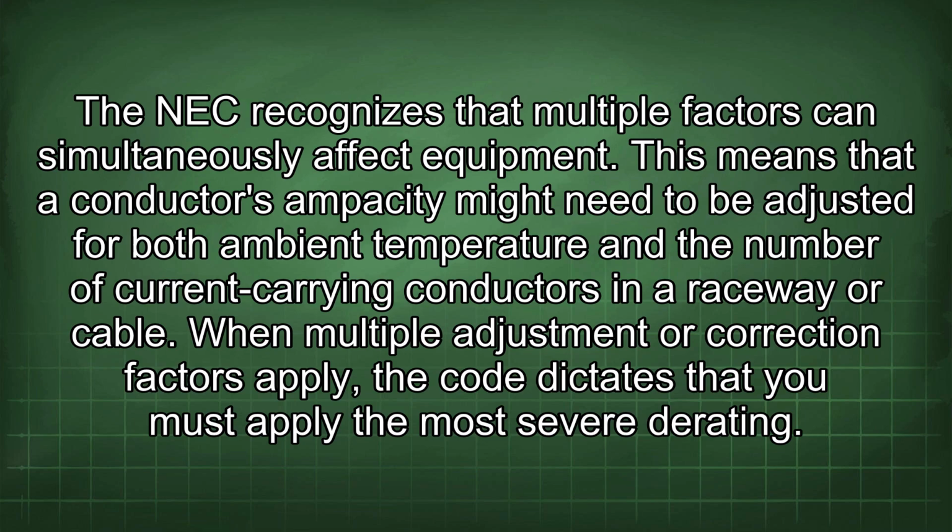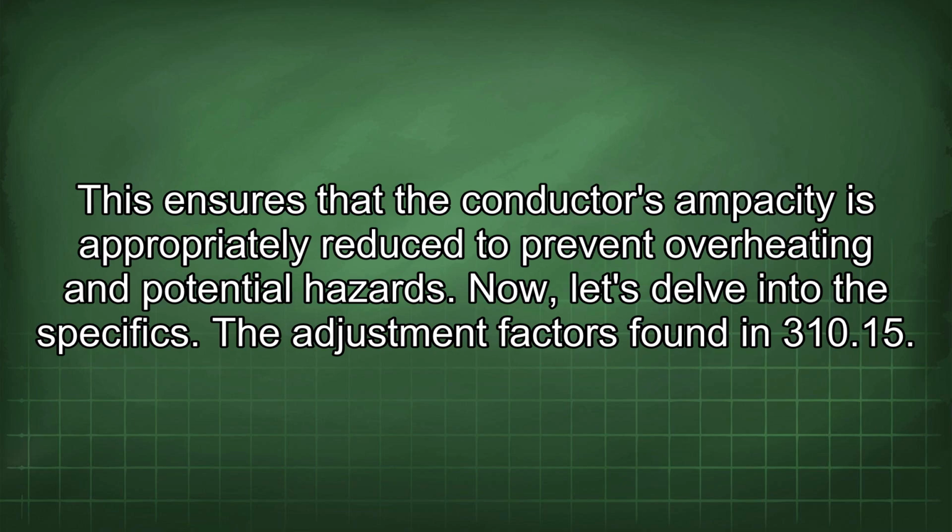This means that a conductor's ampacity might need to be adjusted for both ambient temperature and the number of current carrying conductors in a raceway or a cable. When multiple adjustment or correction factors apply, the code dictates that you must apply the most severe derating. This ensures that the conductor's ampacity is appropriately reduced to prevent overheating and potential hazards. Now, let's delve into the specifics.